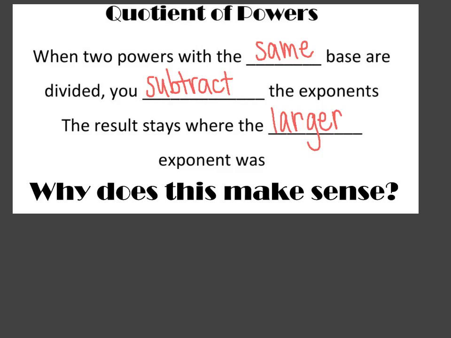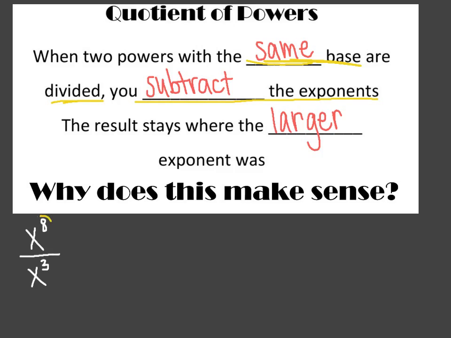So let's try to make sense of this. We are going to look at the problem x to the 8th power divided by x to the 3rd power. Now let's make sure we understand why this problem matches this rule. When I look at the rule, it tells me when two powers with the same base, do I have the same base? Yes, they are both x's, are divided. Am I dividing? Yes, I have a fraction bar. Okay, so I'm going to subtract the exponent.